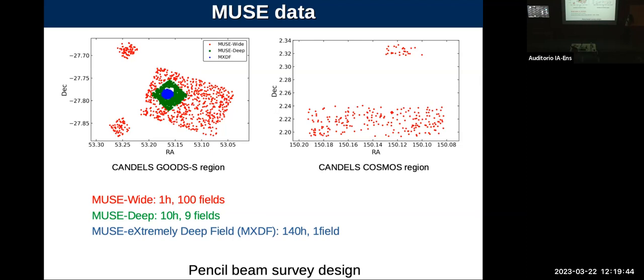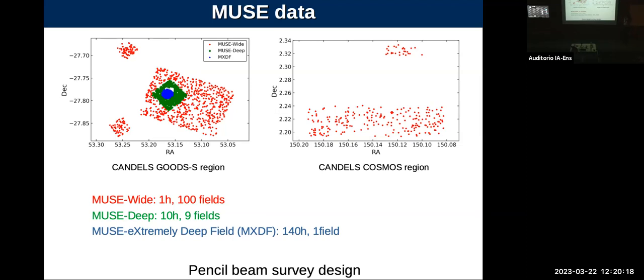So on top of the base of your cake, you have a deeper survey, which is much smaller. And that is what we call MUSE Deep. This is the green survey that you have here. Now we have 10 hours exposure, but we have a much smaller coverage. We only have 9 square arc minutes. And then you have the top of the cake, which is this in blue that you see here. This is the MUSE Extremely Deep Field, or MXDF. Up to now, it is the deepest spectroscopic survey ever performed for Lyman-alpha emitters. It has 140 hours, but is of course the smallest of all of them. It only has 1 field of coverage.